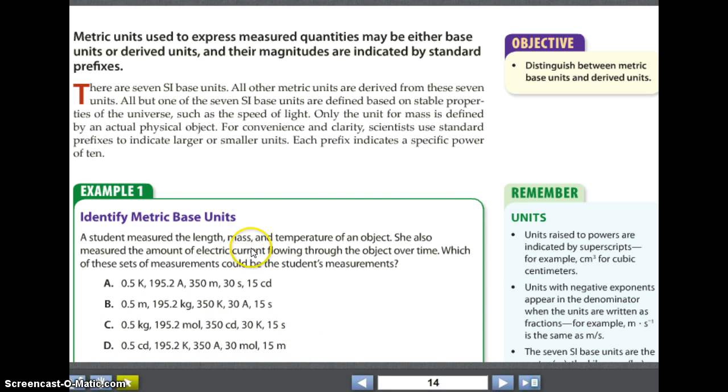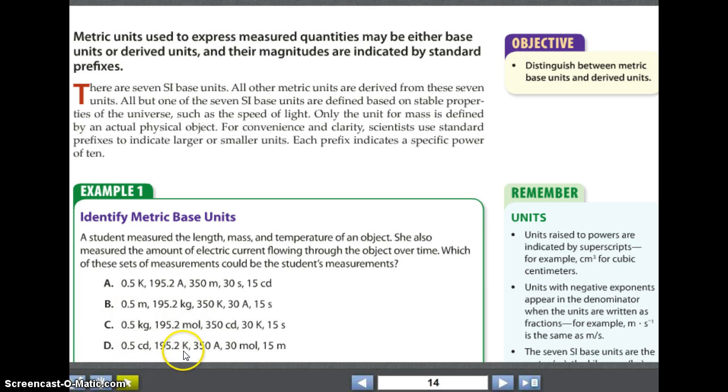Mass. What is the unit for mass? Kilograms. What is the abbreviation for kilograms? kg. All right, so let's look at the first one. K, but not kg, so that's Kelvin. That's temperature. Okay, no kg, so our answer is not A. Oh, there's kg, so it could be B.